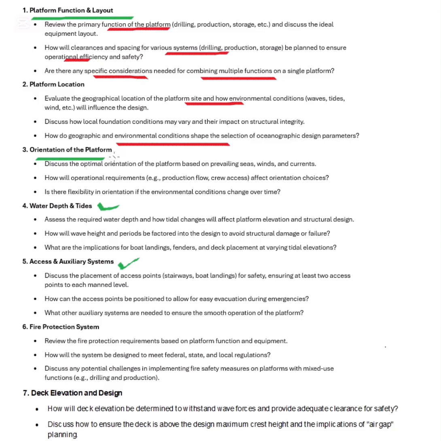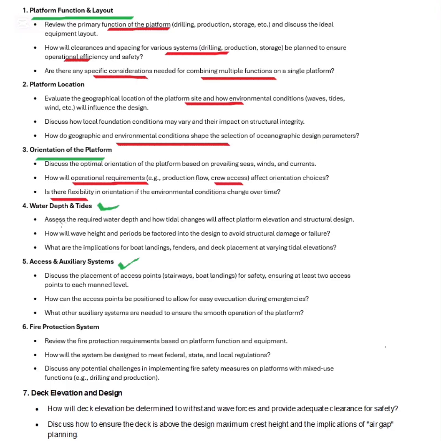And we need to see the orientation of the platform. We need to discuss the orientation of the platform based on the prevailing seas, winds and currents. And also, how will the operational requirements, example production flow or crew access, affect the orientation choices? Is there flexibility in orientation if the environmental conditions change over time? Suppose the environmental conditions change over time, do we have any flexibility or not? That also we need to think about.